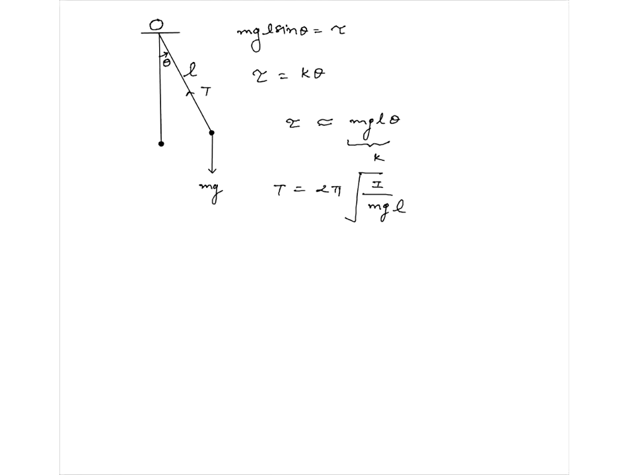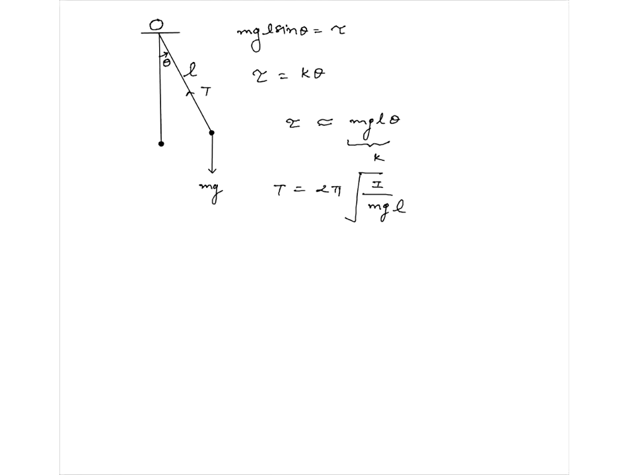If the string is not light, then it is not a simple pendulum. Then it is called a physical pendulum. Physical pendulum means anything heavy that can oscillate. It can be a rod, it can be some other shape, but that is a physical pendulum. Here we are ignoring the mass of the string.